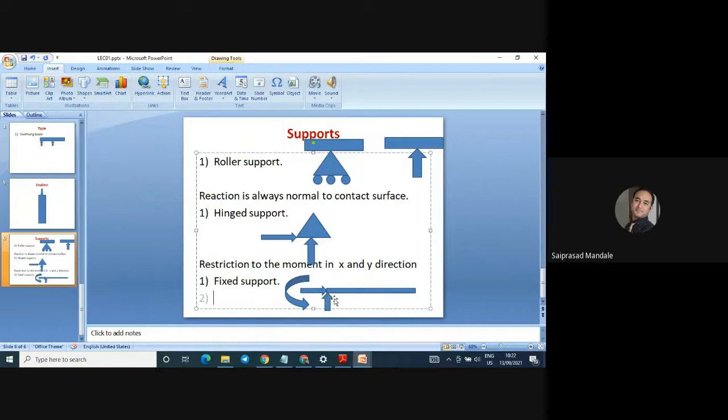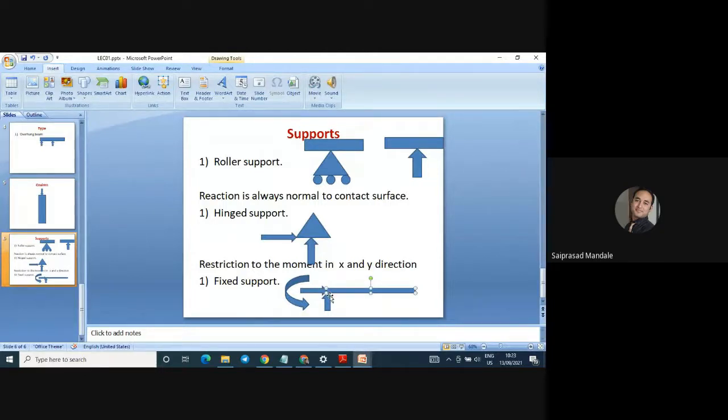Means in case of fixed support, both the arrows are indicating that in any respect the movements are restricted. Like hinge support, there is no movement in x and y direction. Similarly, even though there is application of movement on the beam, still there is no kind of movement acting on it because it is completely fixed.